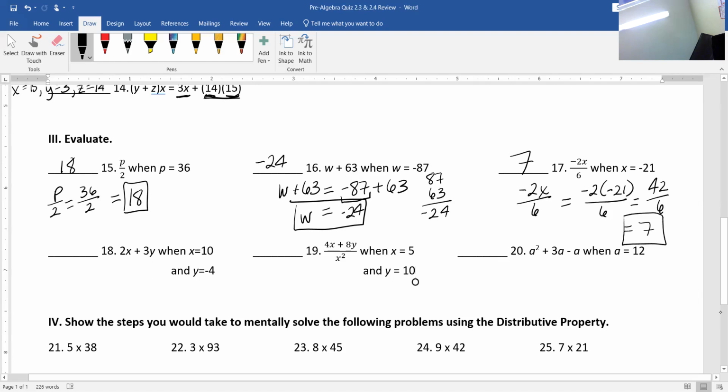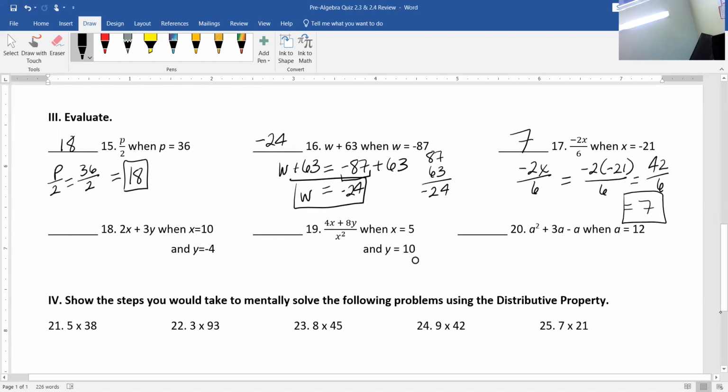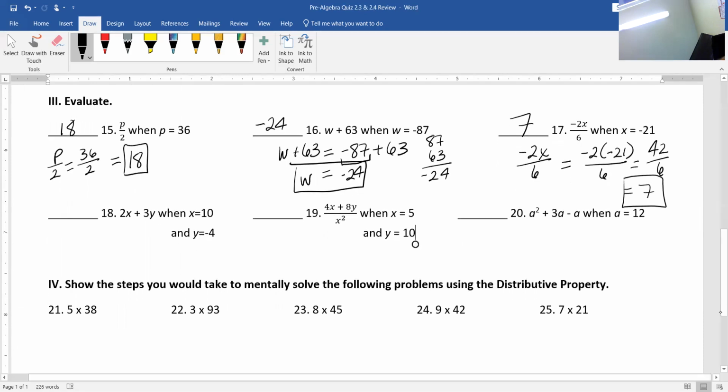Okay. Number 18, now we have two variables. So we have 2x plus 3y when x equals 10 and y equals negative 4. I'm not sure I gave myself enough room here. Let's see how I do. So 2x plus 3y equals 2 times 10 plus 3 times negative 4.